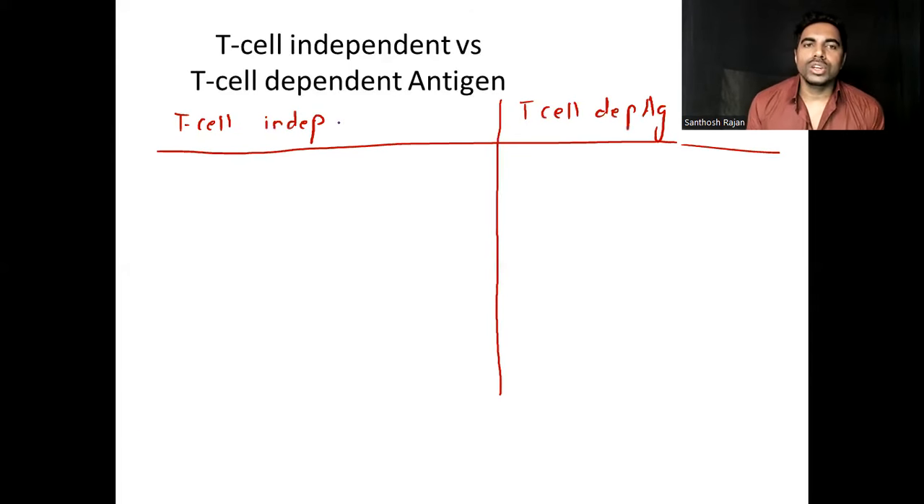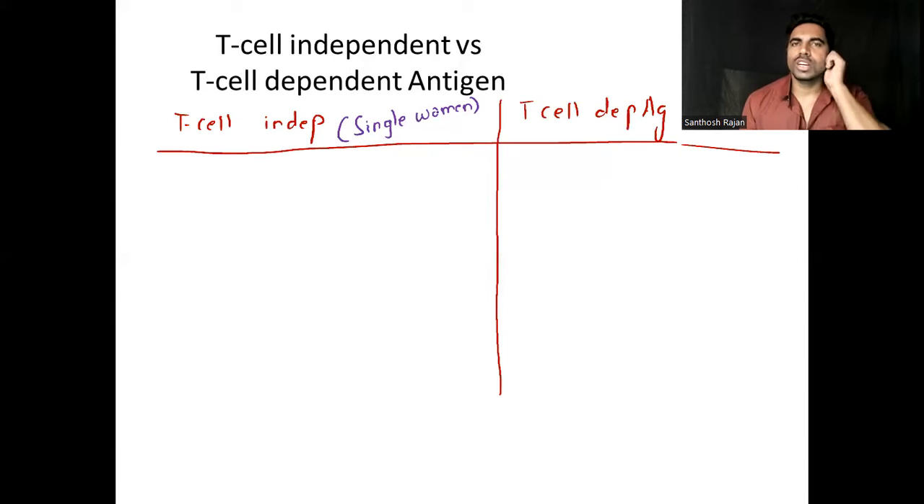T-cell independent, you remember like a single woman, a single working woman who doesn't want to marry. She just wants to enjoy her life. She doesn't want to marry. T-cell dependent is a married woman. That's the clue. Now, how do we remember?